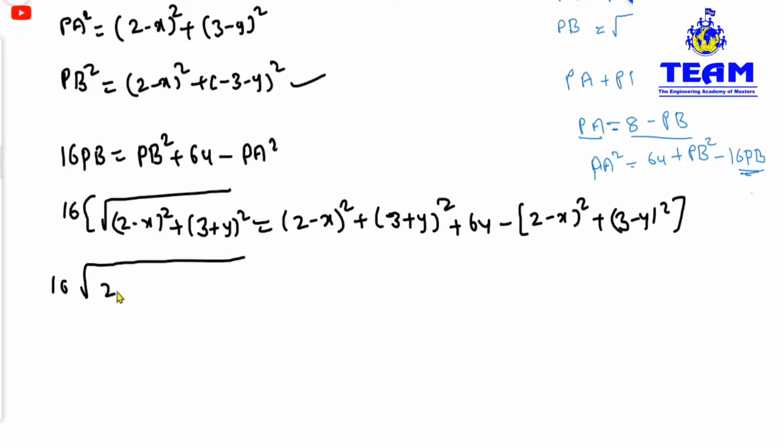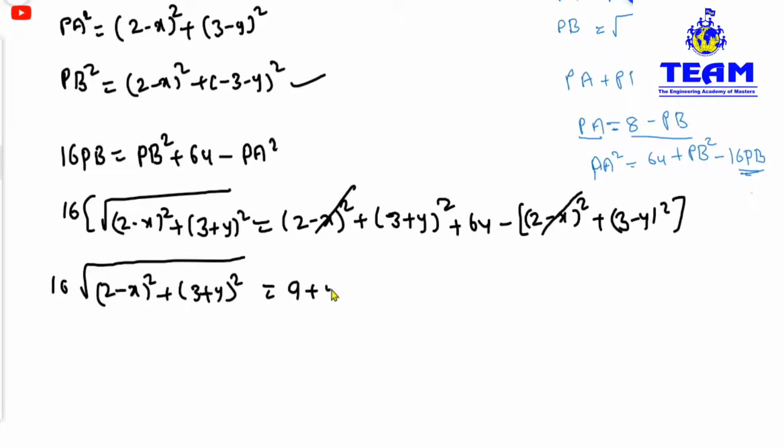Now you see this is 2 minus x whole square plus 3 plus y whole square is equal to, here you see minus of 2 minus x whole square plus 2 minus x whole square. So both are getting cancelled, right? Next remaining terms you have 3 plus 5 whole square plus 64 minus 3 minus 5 whole square. Now you split this one. Then what will we get actually?